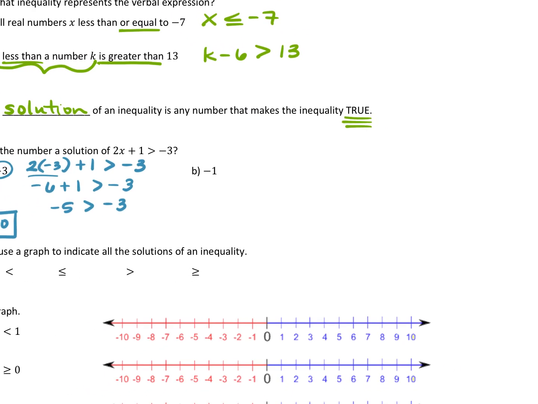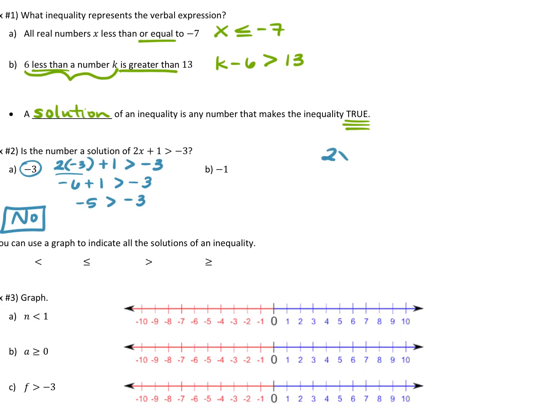Or the way that I like better is this. If I have 2x plus 1 is greater than -3, I'm going to teach you how to do this better down the road because there are some things that change with this. But if you know this process because you've taken Algebra 1 before, you could do this.